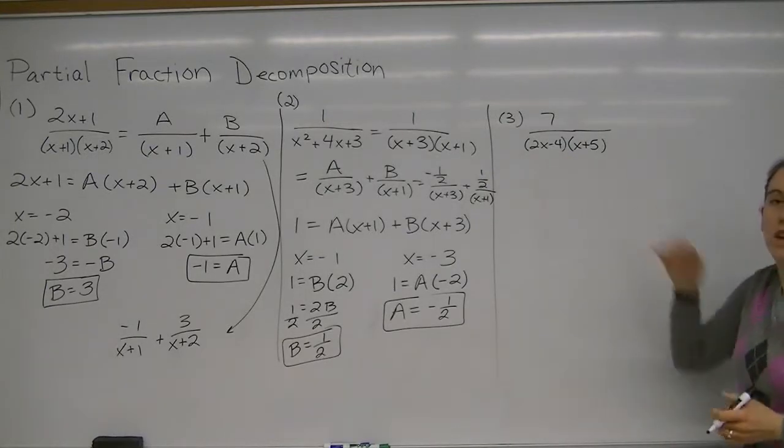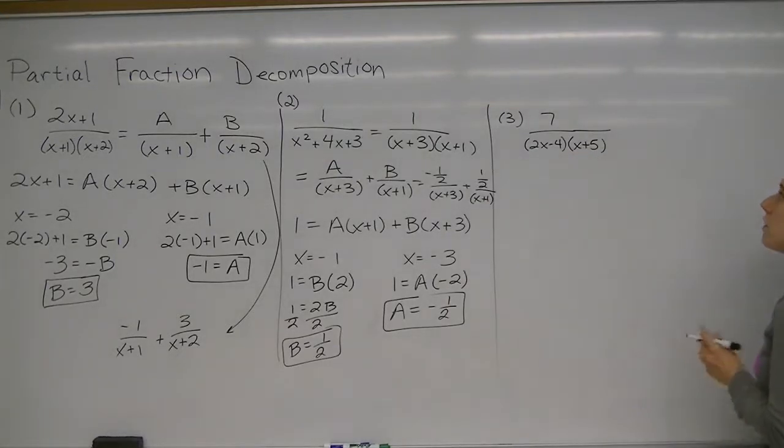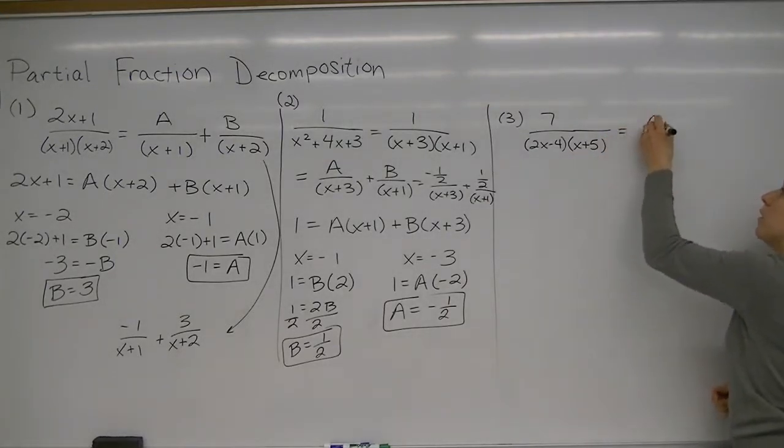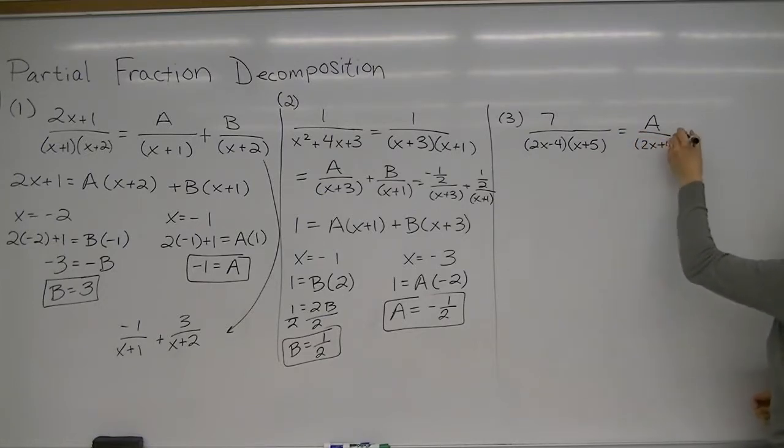Let's look at this third example. This one is written nicely for us again. We have two linear factors. So I propose that I can write this as a over 2x minus 4 plus b over x plus 5.